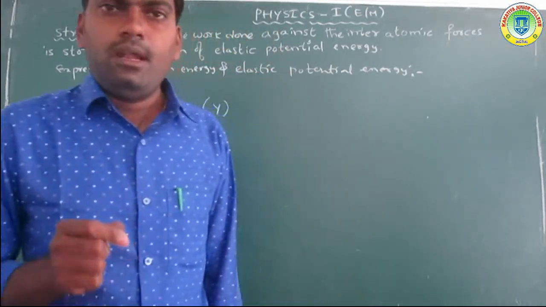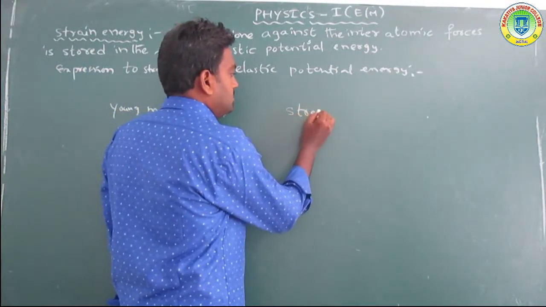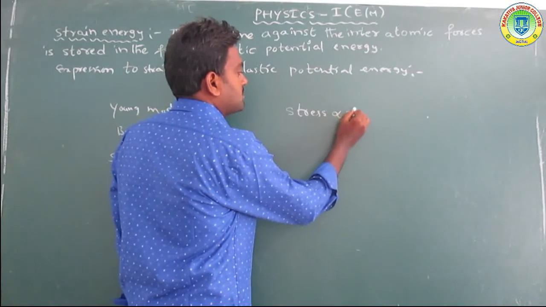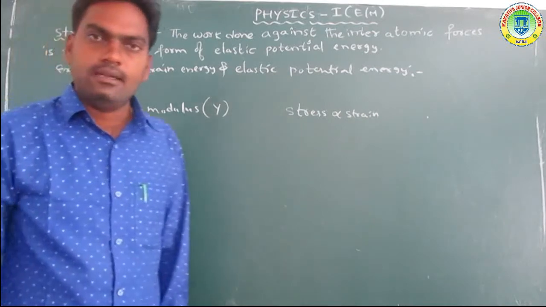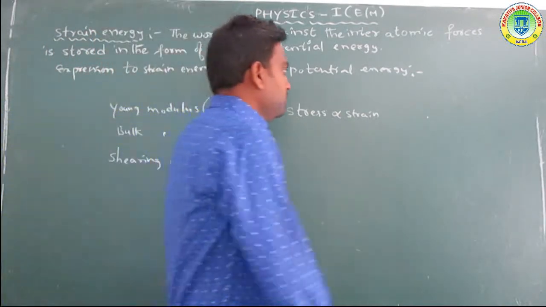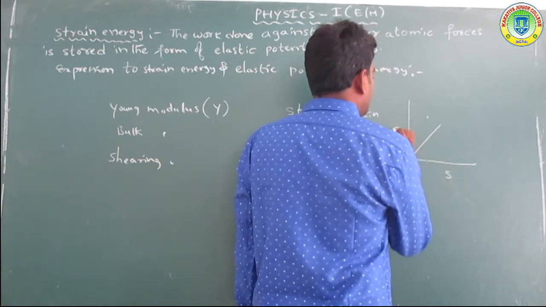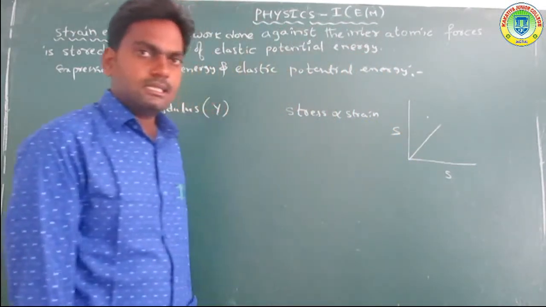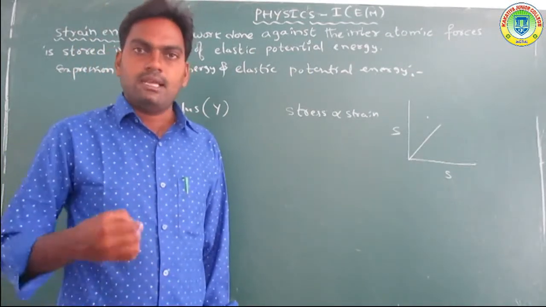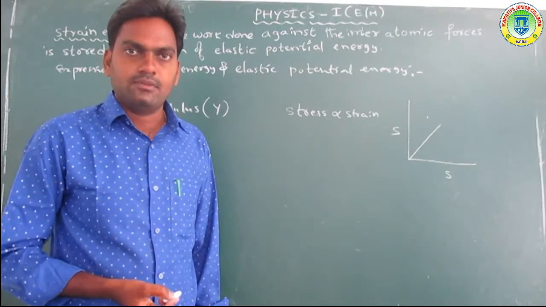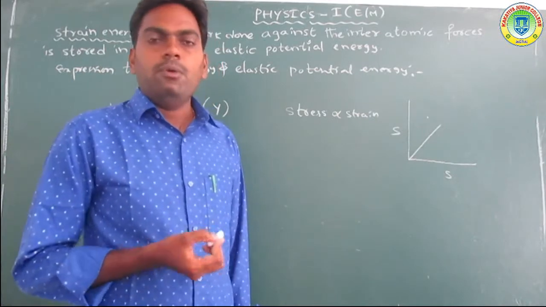Modulus of elasticity means stress is directly proportional to strain. That is Hooke's law. In Hooke's law, as the stress is increased, a corresponding strain is produced along the length of the wire. That means it obeys Hooke's law.